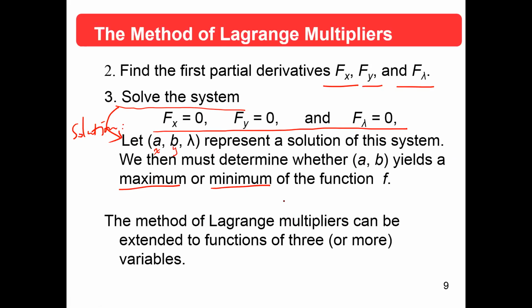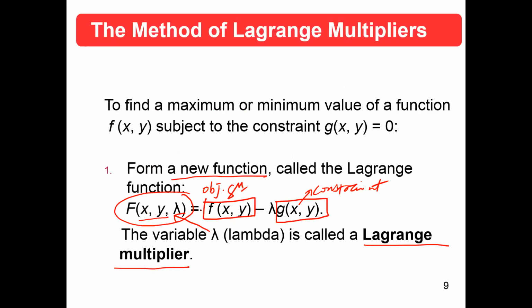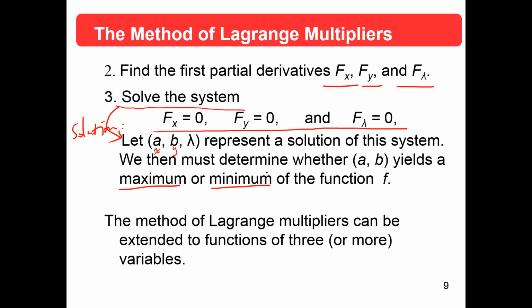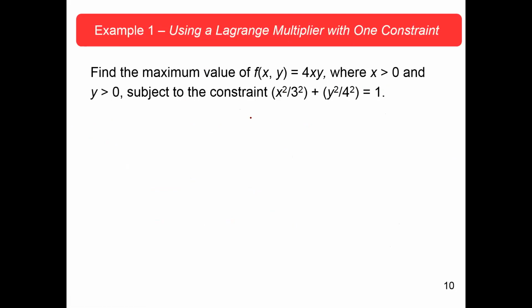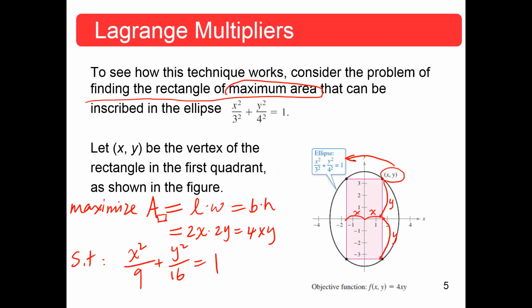So the method itself is pretty straightforward, right? You first form a new function, and then you take the first partial derivative with respect to all the variables you see, and set all the partial derivatives equal to 0. Solve the system. That will give you the points where the max or min would occur. Okay, so let's go ahead and use this method to solve the question we just started with. This question finds the maximum area of this rectangle when the point needs to be inscribed in this ellipse.